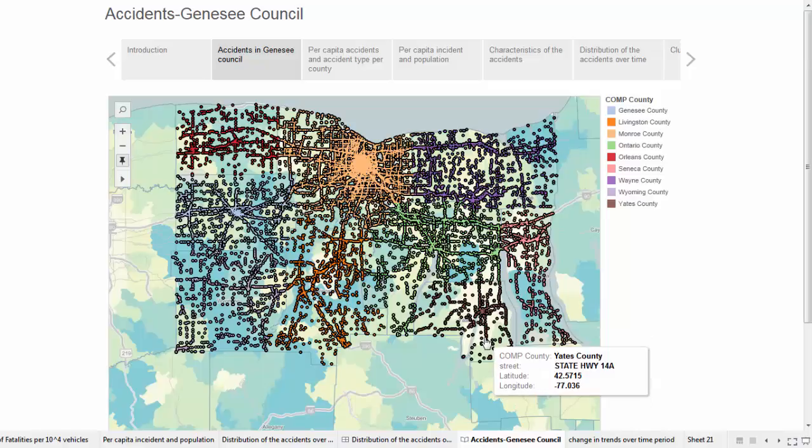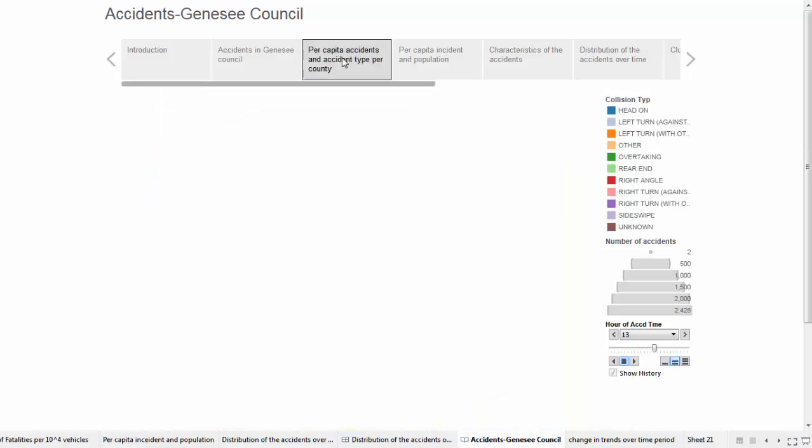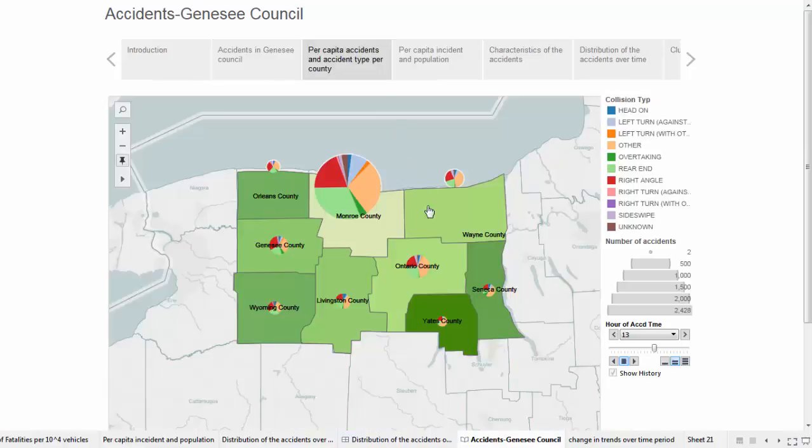But just knowing the number of accidents per county is not enough. It would be much more insightful if we could know per capita accidents for each county. So for this reason, we have combined our primary data set with a population data set and then we computed per capita accidents for each county. Here the background color shows the ratio of per capita accidents for each county. The darker the color, the higher the ratio. The size of each pie shows the number of accidents that happened in each county and the different colors of the pie show the different types of accidents.